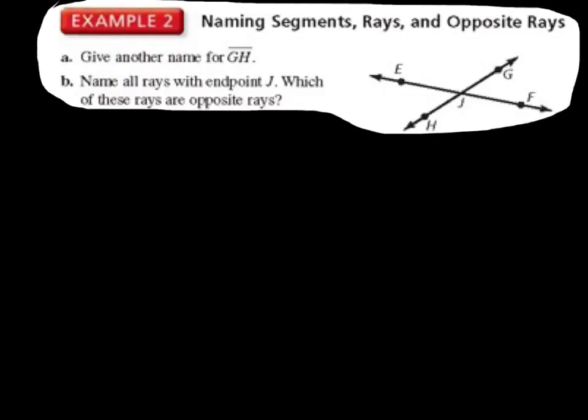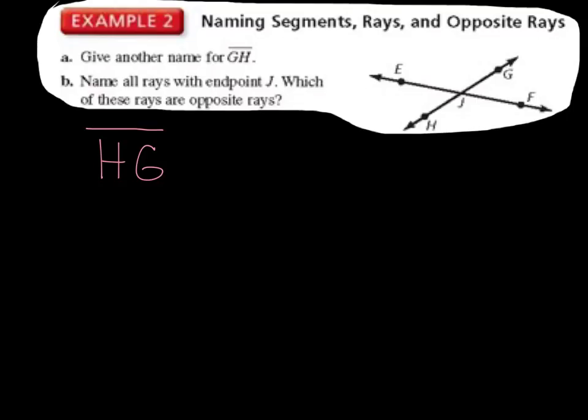Okay, so here's an example of the defined terms we just talked about. So name segments, rays, and opposite rays. The first one they want us to do is give another name for segment GH. So pause and see if you can come up with one. Okay, now that you're back, hopefully you found that another way you could name that is segment HG, just put the segment bar above it. So that would be part A.